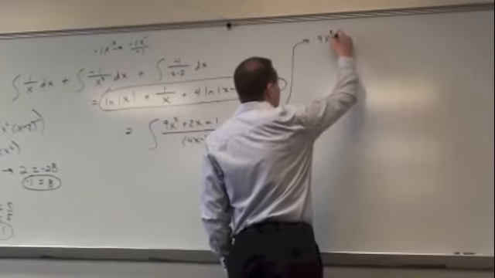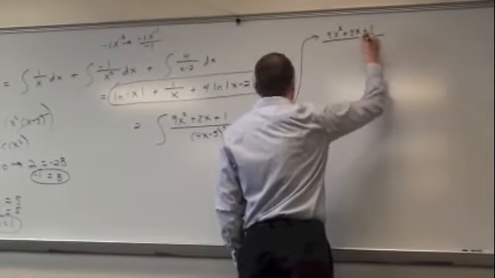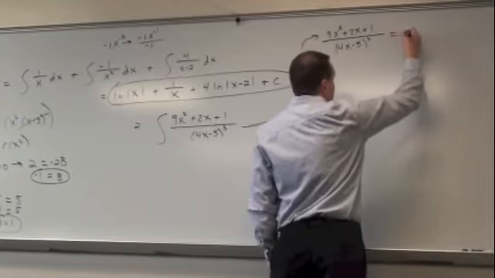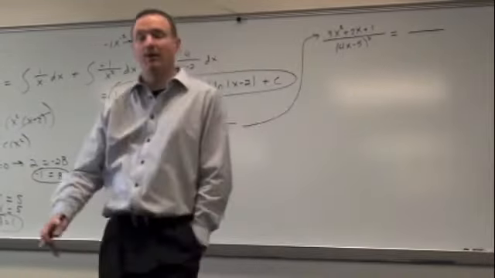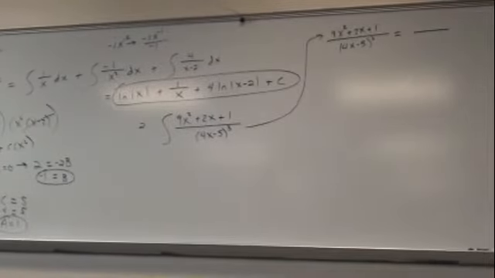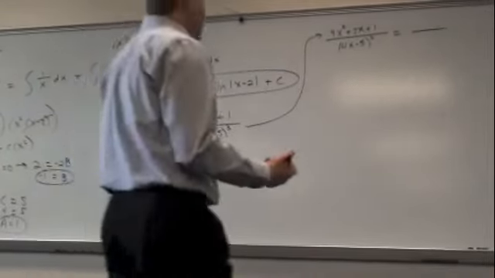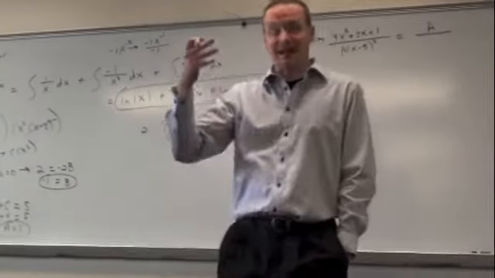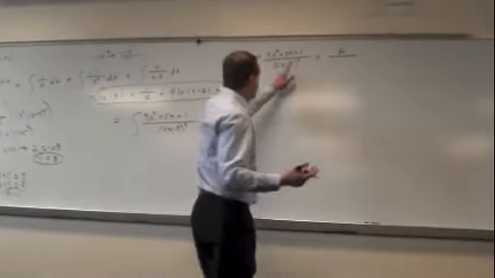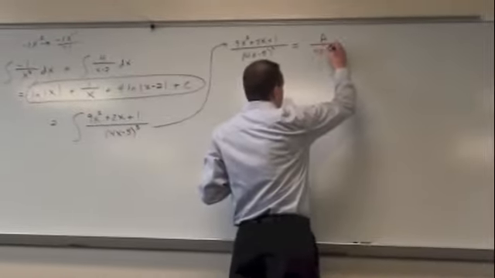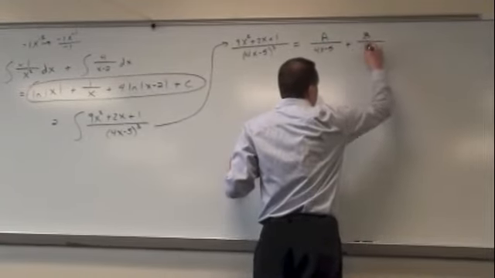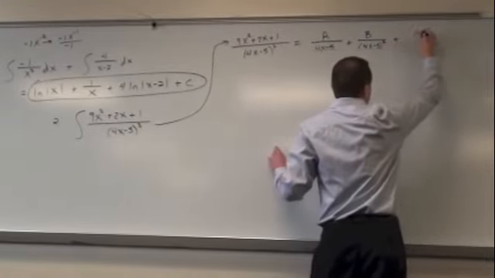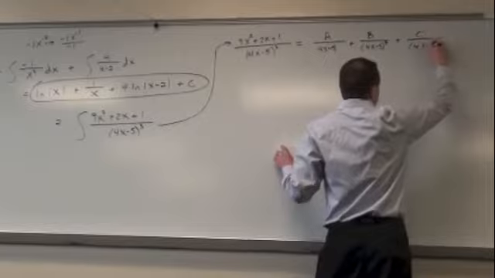9x squared plus 2x plus 1 over 4x minus 5, which I want to be cubed. So I can say that is a linear factor to a power. What my method of partial fractions would tell me to do anytime you have a linear factor to a power, is that the derivative of any linear is a constant. So it'll just say it's a constant term in the numerator over the first power of this, plus a constant term in the numerator over the second power of this, plus a constant term in the numerator over the third power of this.